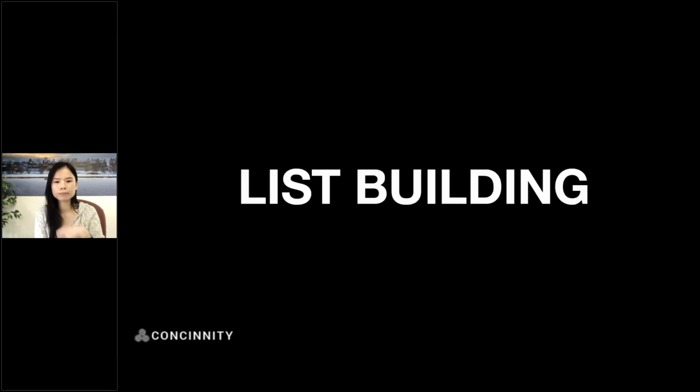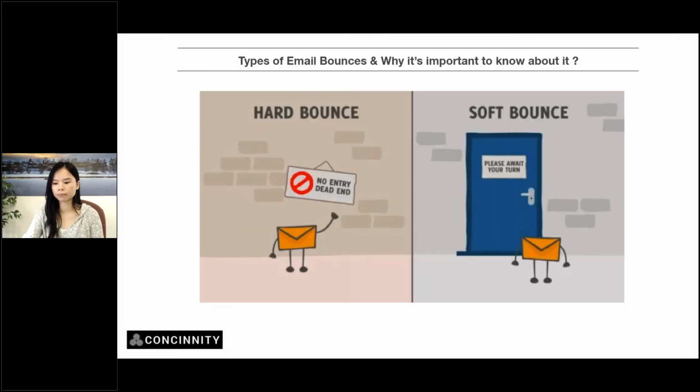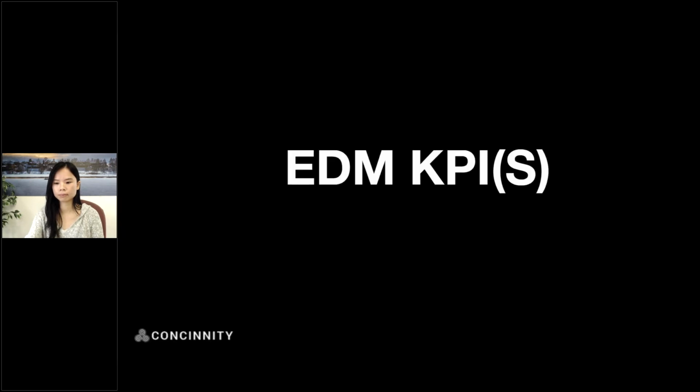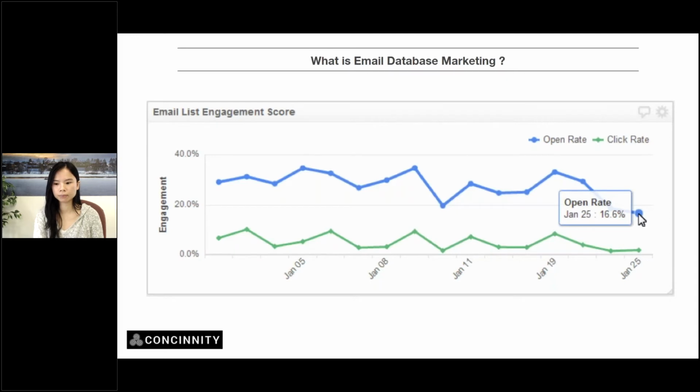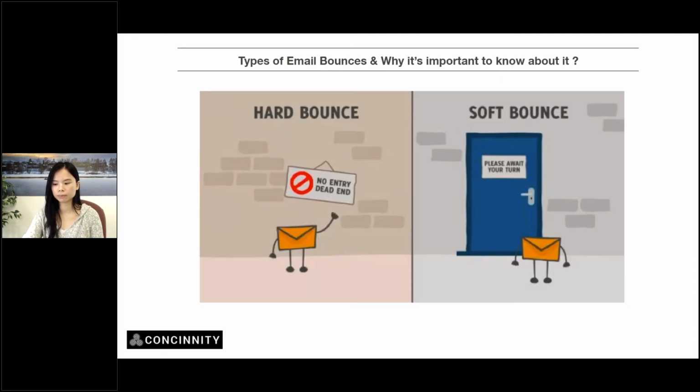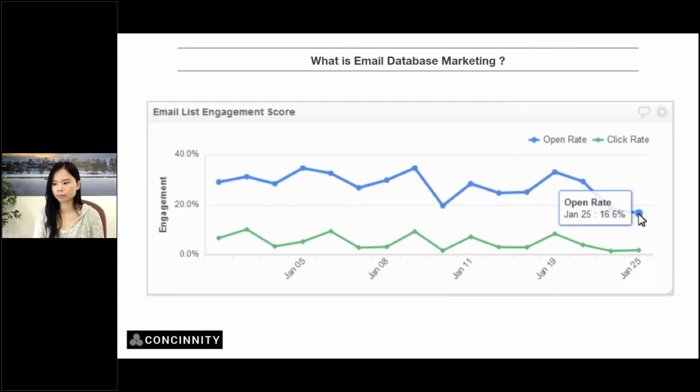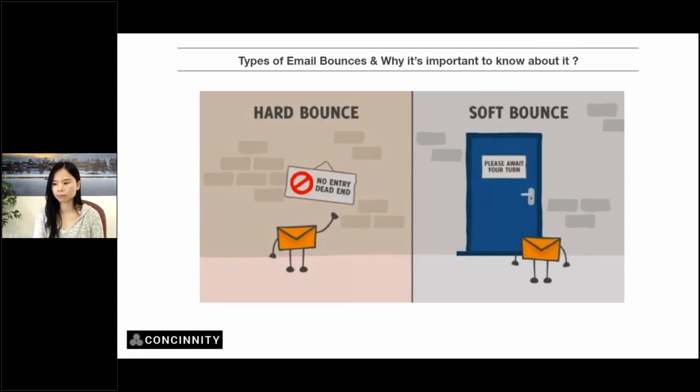Okay, list building. Again, I'm just going to tell you the EDM KPIs in 30 seconds. There were 4 KPIs: open rate and click rate are the most important. Open and click rate is people who open, people who clicked. You also need to know hard and soft bounce, again very important, because that's something that can actually affect your domain if you keep sending hard bounces.